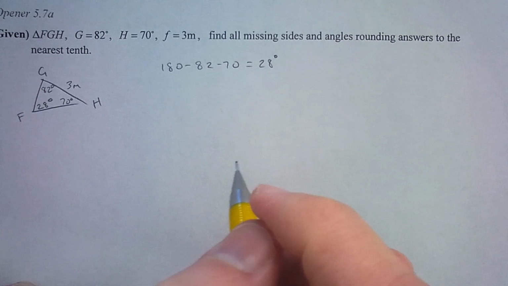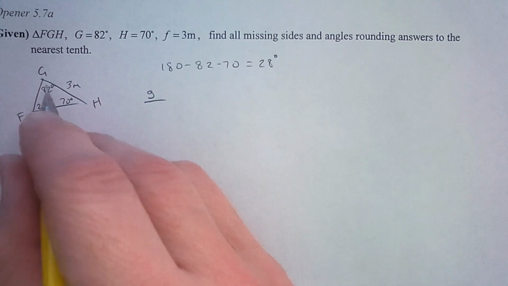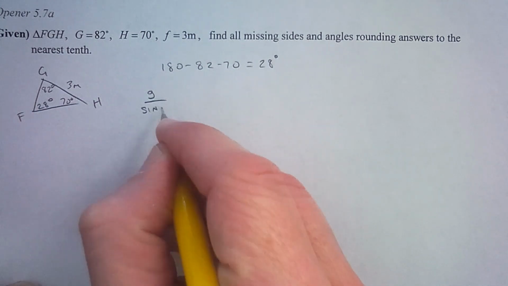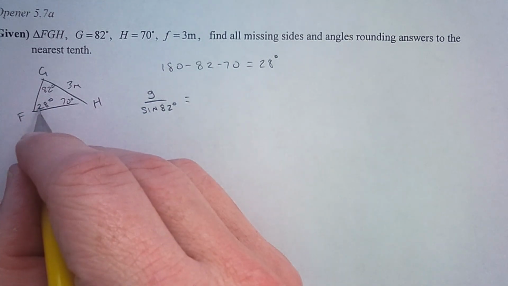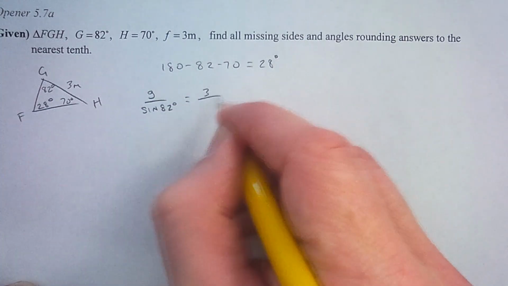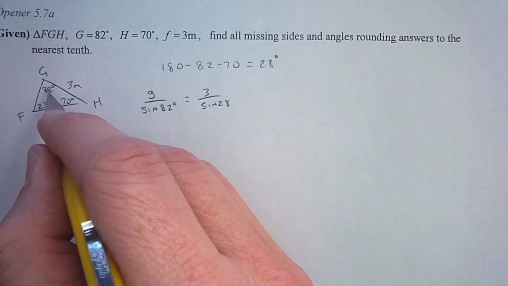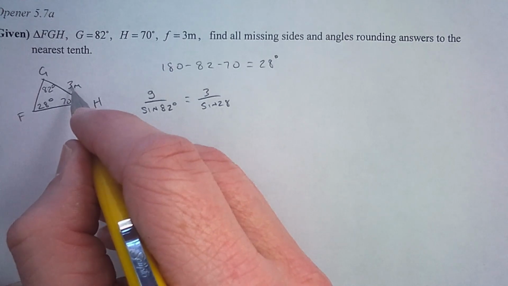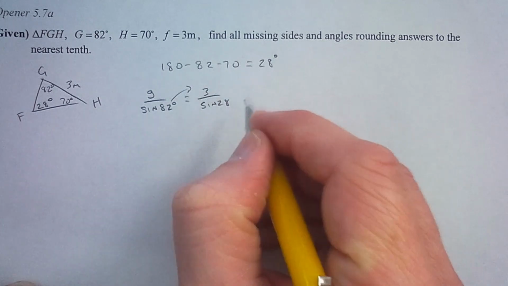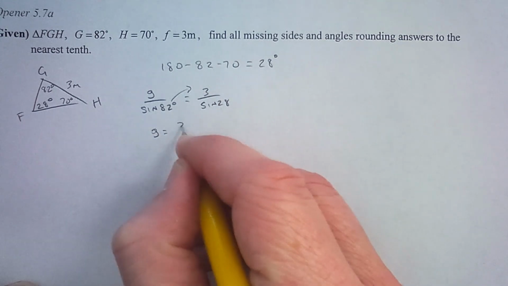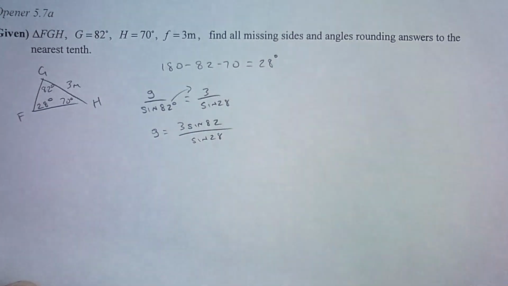So in order to find G, we could do side G over the sine of 82 degrees equals 3 over sine 28. Okay, so we just do a side over the sine of the opposite angle equals another side over the sine of the opposite angle. Okay, so I can just multiply this across. So I have G is 3 sine 82 over sine 28.